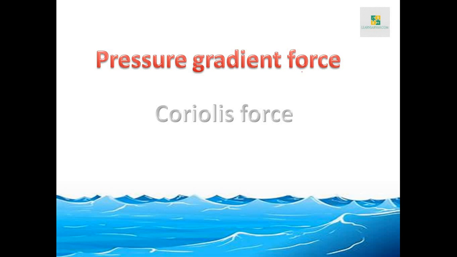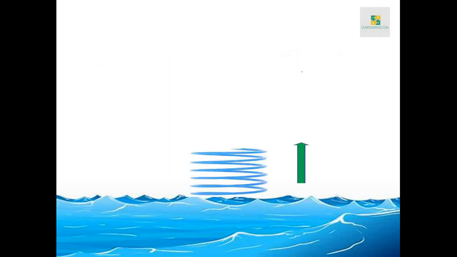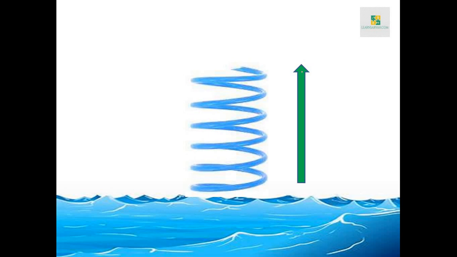So the combined action of the pressure gradient force and the Coriolis force will result in a centripetal force. It will force the air to circulate, so that it has a centripetal force which is focused to the center of a circle. The combined action of these three forces will result in air spiraling up to the top. So the air will not just be rising up, it will be following a spiral pathway.